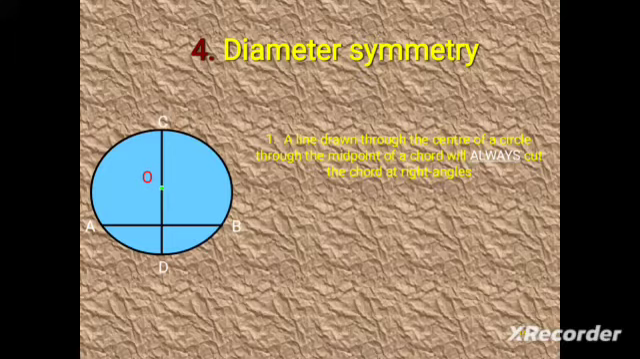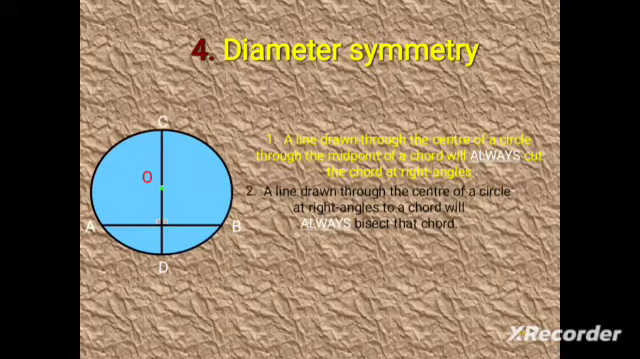Number 1: a line drawn through the center of a circle, through the midpoint of a chord, will always cut the chord at right angles. So we have a chord AB, and a line drawn through the center of the circle through the midpoint of the chord. The midpoint of this chord is the center point of the length AB, and the line will cut through the chord at right angles as shown below.